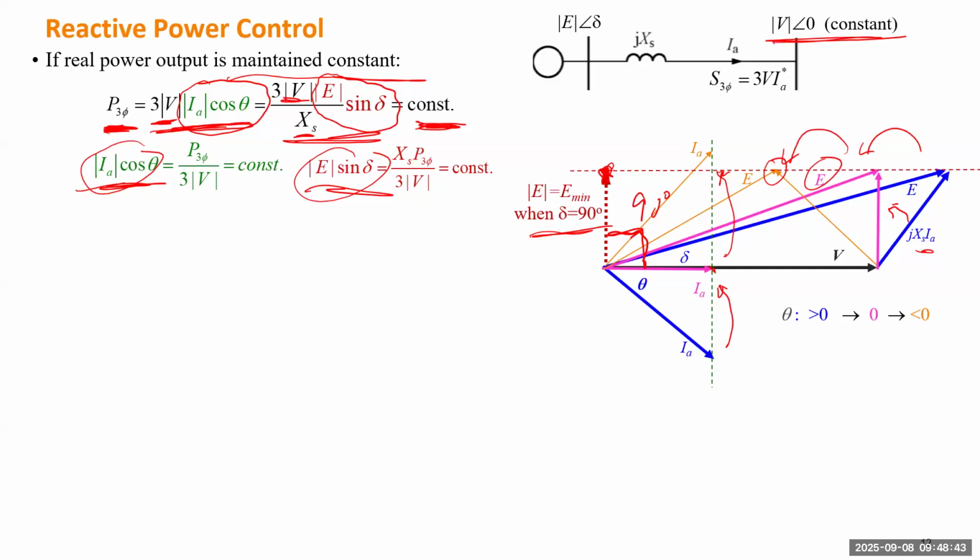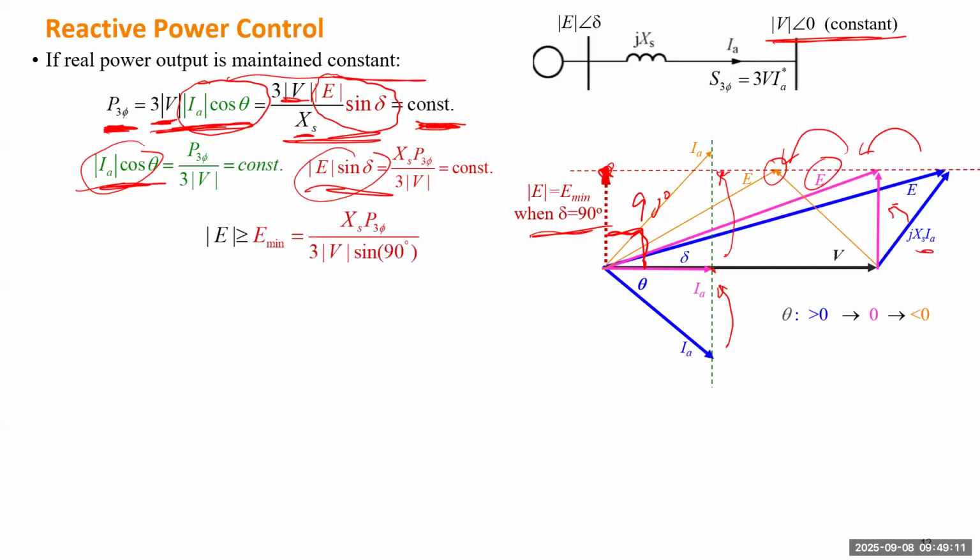So why do we want E to be shorter? Because we want E to be shorter than V, such that the generator can consume reactive power. But this is the condition where the generator can consume the most reactive power. You cannot change delta further, so that will be the stability limit. That's the boundary of the reactive power control capability of the generator.